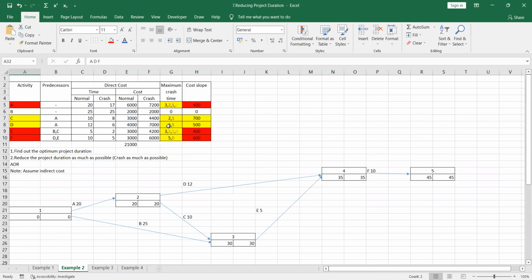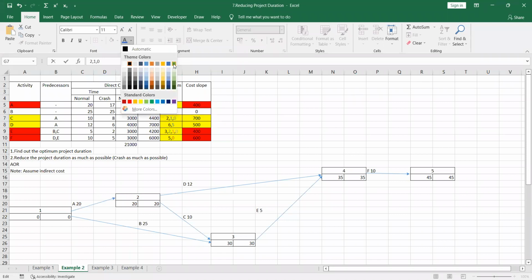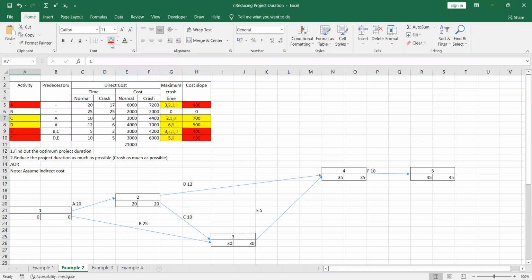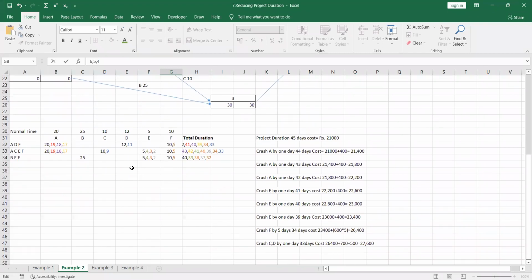So we can crash C and D by another 1 day, right? Crashing C by another 1 day means it becomes 0. That means we cannot crash C by a further 1 day. We have to cross that out. But D crashed by 1 day means it should be 4. Right? So we are going to crash D by 1 day. It should be 10 here. So it should be 32 here.